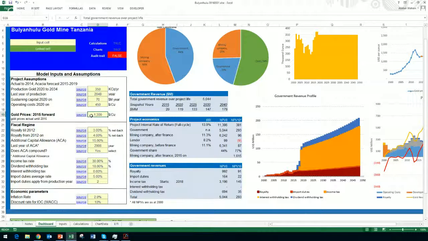Bear in mind, as I said before, we're only changing the forward-looking gold price here. We're not changing history. Sure. So that's the timing, and it looks as though the price only has a year's impact either way.